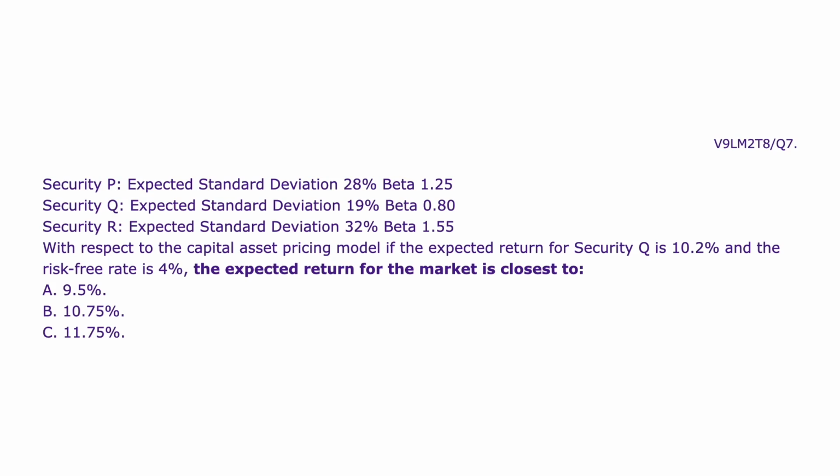Security P, expected standard deviation 28%, beta 1.25. Security Q, expected standard deviation 19%, beta 0.80. Security R, expected standard deviation 32%, beta 1.55. With respect to the capital asset pricing model, if the expected return for security Q is 10.2% and the risk-free rate is 4%, the expected return for the market is closest to A. 9.5%, B. 10.75%, C. 11.75%.